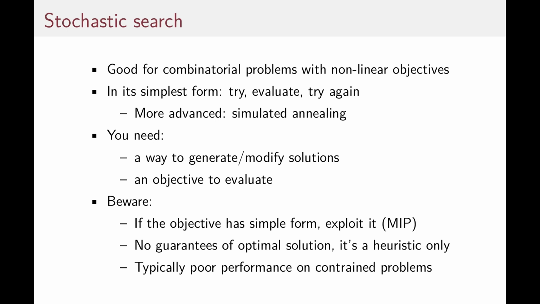Typically, the performance on very constrained problems is not good because it's hard to even find a feasible solution. But the pupil problem, for instance, is not very constrained. Creating a random assignment is really easy. So in problems like that, this type of approach using stochastic search really shines.